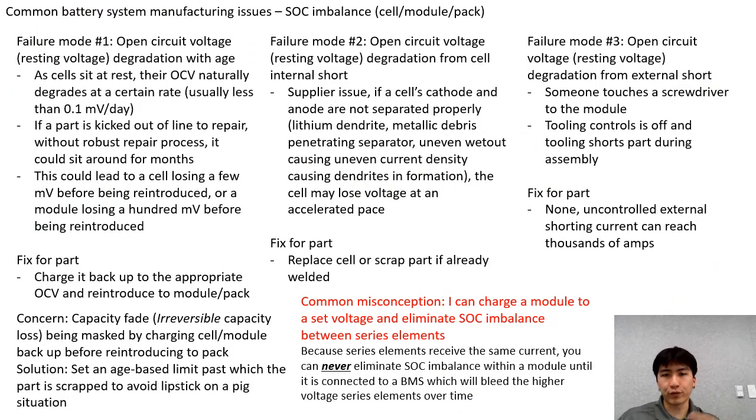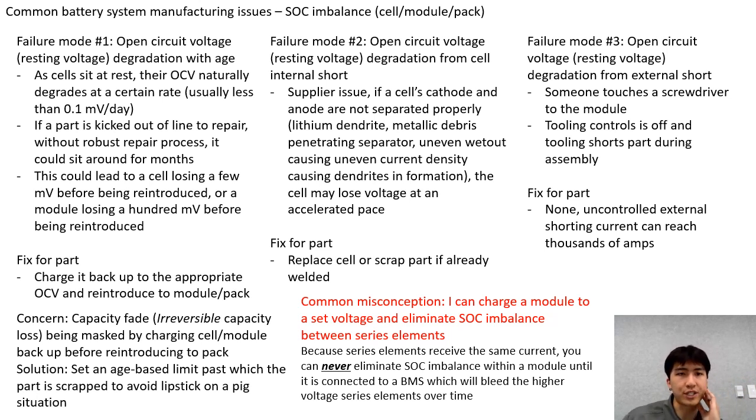So if you remember in the previous slide, for that group of cells where there were 4 cells in parallel that were really low, I said, as an example, what if they were in the back of the manufacturing facility or somewhere and they were like 180 days old, super old? That's actually the first failure mode I wanted to go over. Failure mode number 1: open circuit voltage, resting voltage over an infinite period of time, degradation with age.